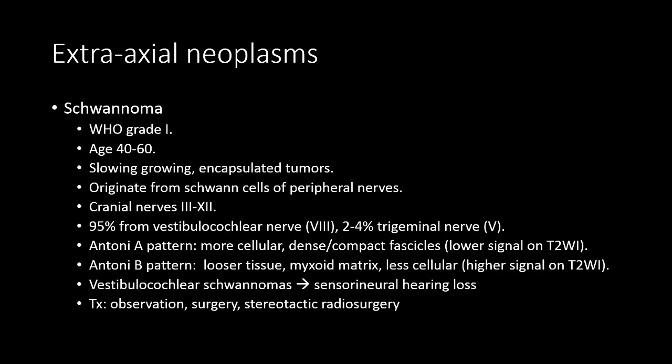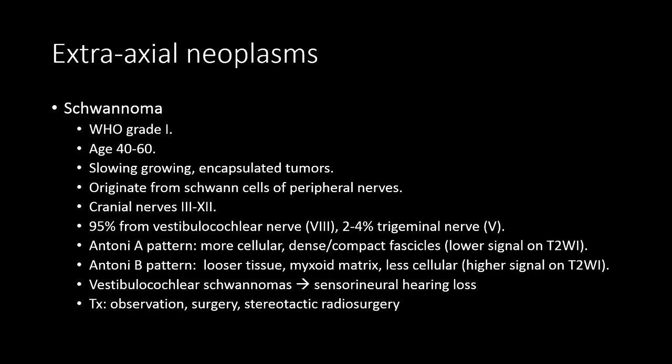They do not arise from the olfactory or optic nerves. 95% of schwannomas are vestibulocochlear nerve in origin, cranial nerve 8. A much smaller percentage arise from the trigeminal nerves, cranial nerve 5, and then 1 to 2% arise from the remaining cranial nerves. There are histopathologic patterns known as Antoni A and Antoni B patterns.